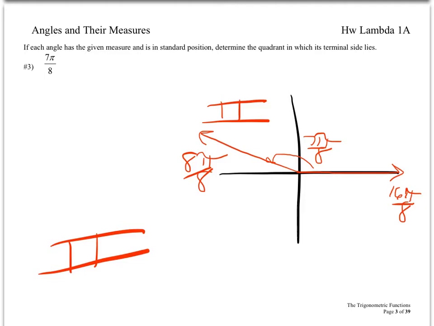If you need more of an explanation, I'll give you a little one here. Starting here on the positive x-axis is 0 pi over 8. Halfway between 0 and 8 would be 4 pi over 8. So hopefully you can see then that 7 is between 4 and 8. So that's in quadrant 2.